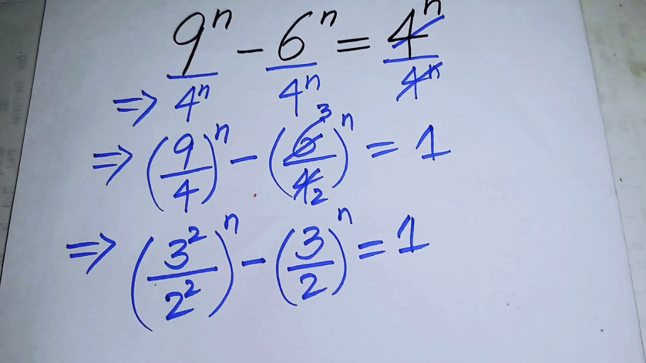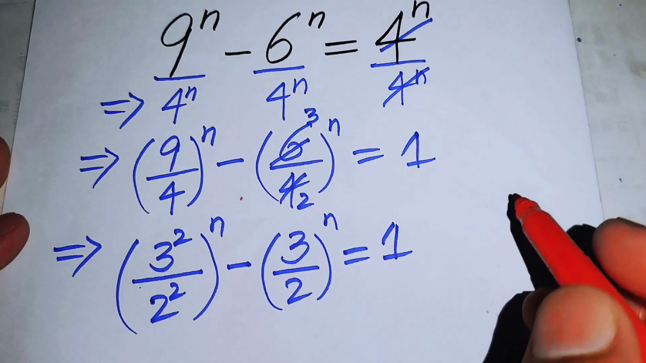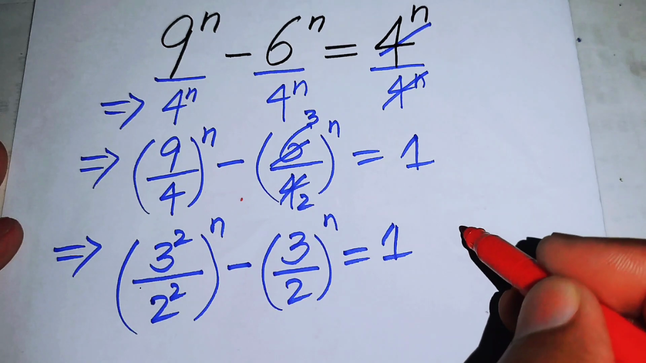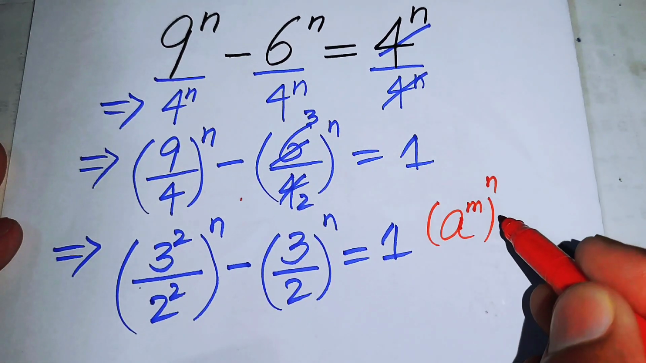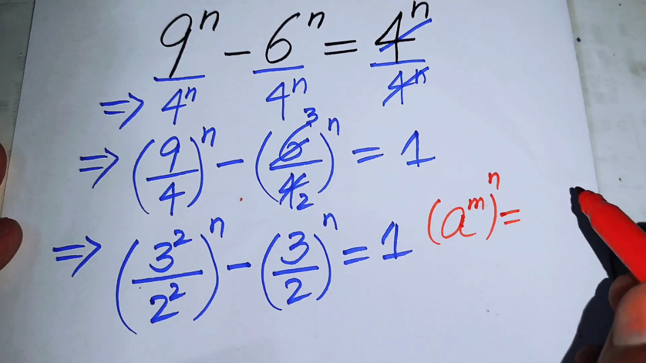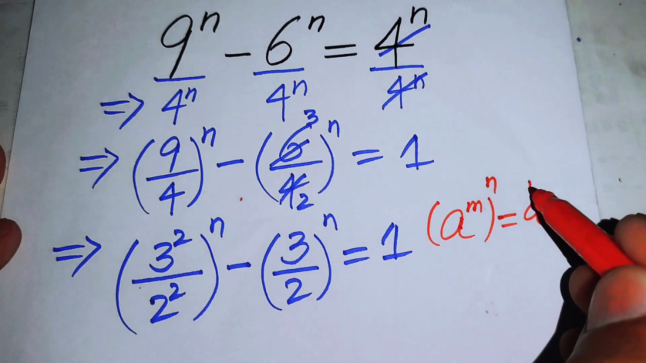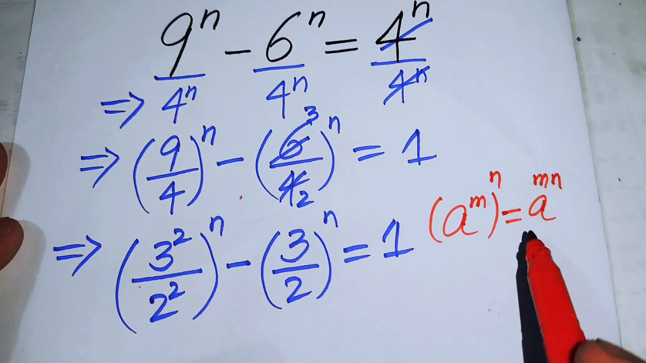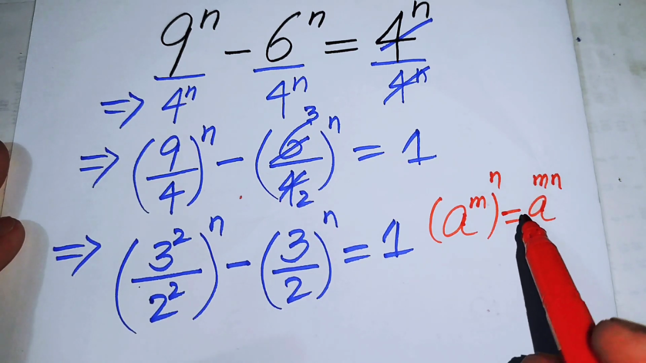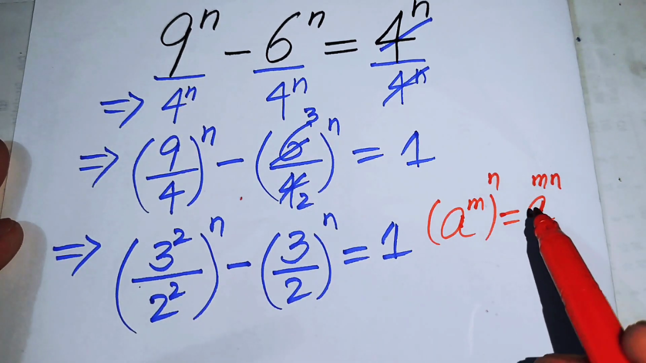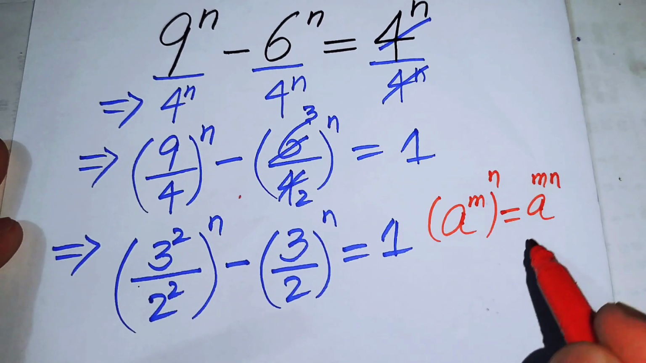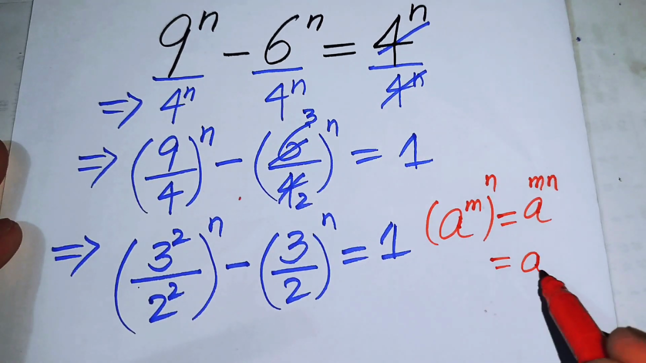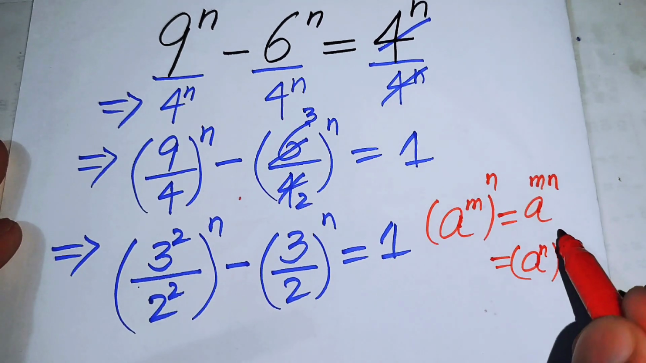After this step I can use the nice exponential law, and you know about this law, if we have a to the power of m to the power of n, it is equal to a to the power of m times n. I can use this on both of the sides, or in other words, this term is equal to a to the power of n times m.